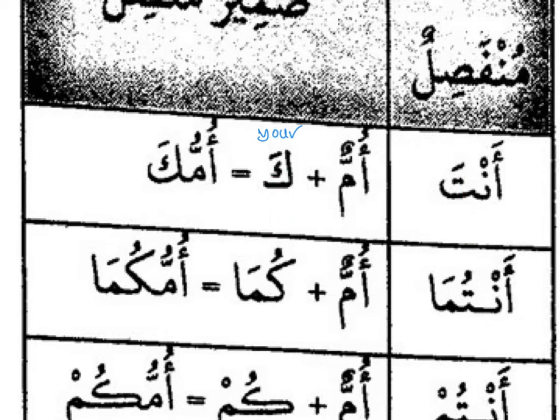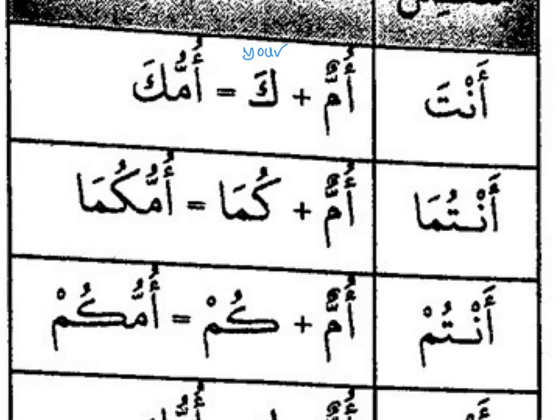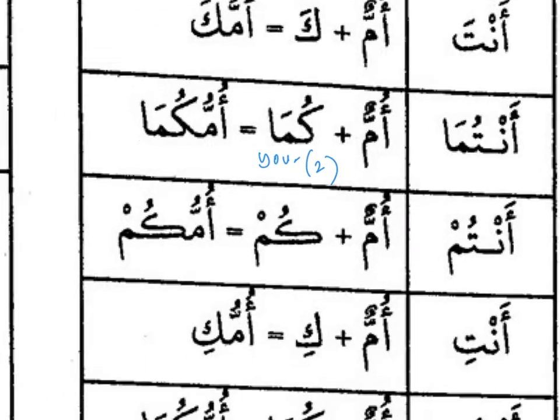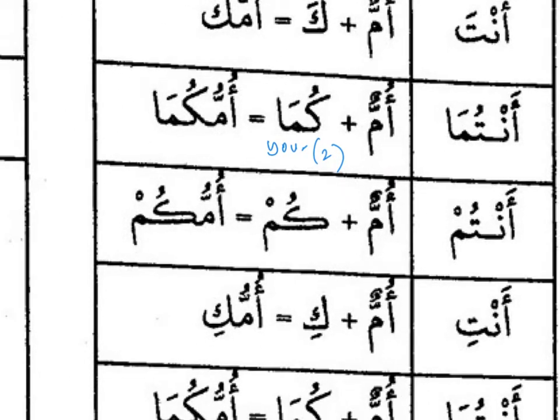The next word is antuma. Antuma means both of you. So you want to say your mother. What is the word? The word is kuma. We don't say antuma anymore, we say kuma. So kuma also means your, but this is for two. So what is the new word? The new word is ummukuma. They must be written together because it is dhamir muttasil. Ummukuma, your mother.